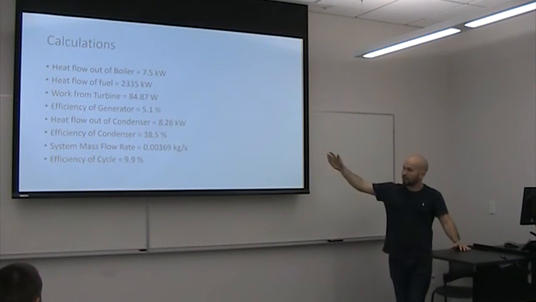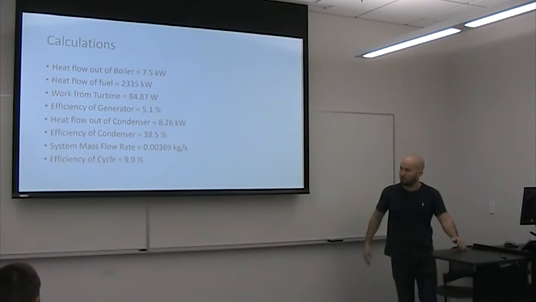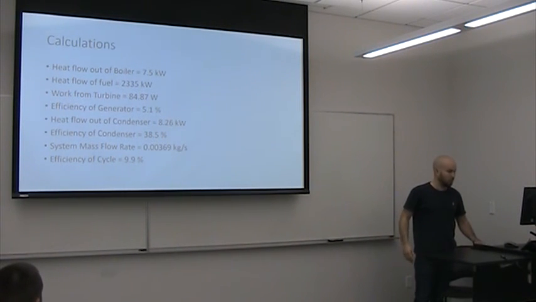So then we've got these different numbers here. We have a system mass flow rate of about 0.00369 kilograms per second, and our overall efficiency for the system was about 9%, which seems a little bit low because most of the time you hear about 20 to 30% should be the value there.